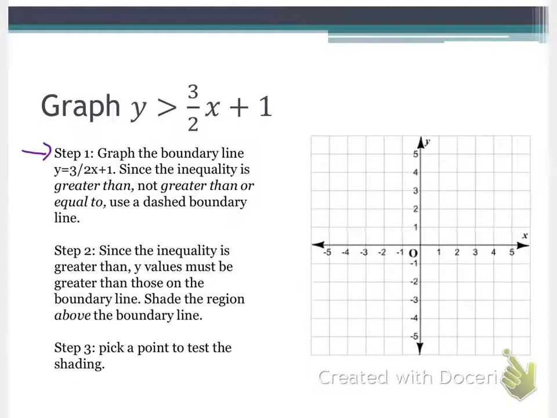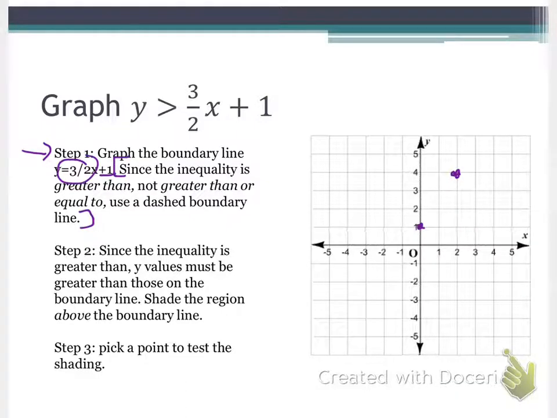Alright, we'll stop. So, graph the boundary line. We know that because this is in y equals mx plus b, the 1 is our y-intercept, so I'm going to go up to 1, and that's a dot. Then, we know that this number in front of the x, the 3/2, is our slope. So rise 3, run 2. Okay, that's another dot.